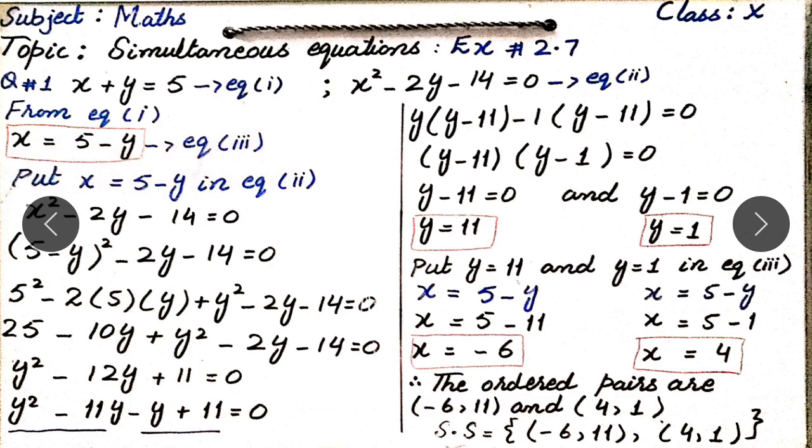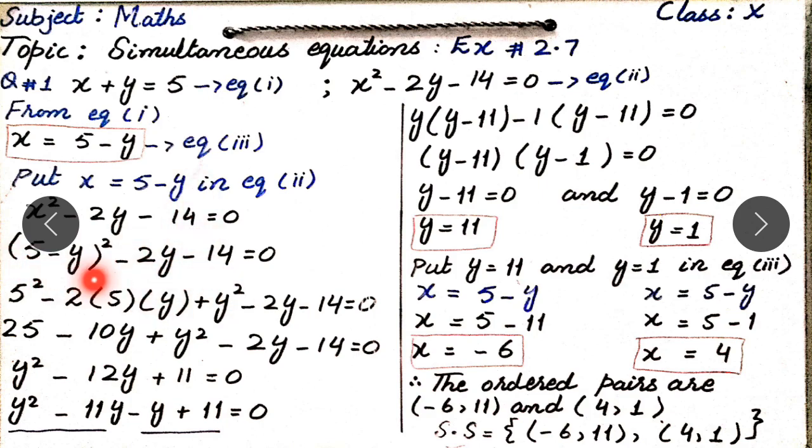Now we can name this as equation number 3. From the first equation you have found the value of x and you have to put this value in equation number 2 in order to find the value of y. So let's put it here. Put x equal to 5 minus y in equation number 2. Here is equation number 2. Instead of x, what is written? The value of it, 5 minus y, and because above x we have a square, therefore the square is written. Then minus 2y is written as it is and minus 14 is written as it is.